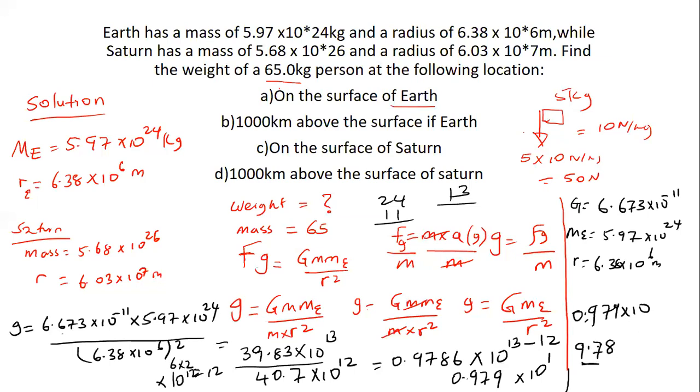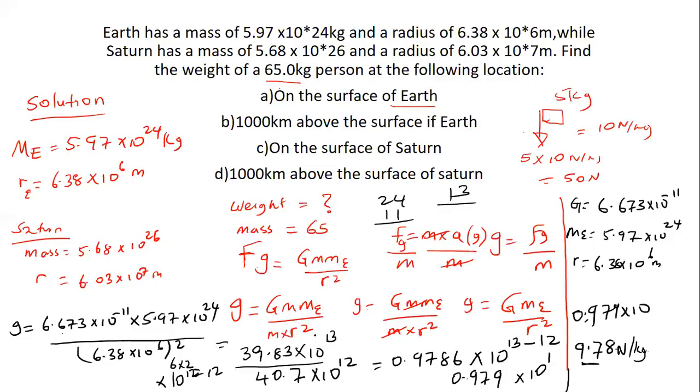For the Earth. What is the unit? You said 0.979 times 10 raised to power 1. The unit is kilogram. No, it should be Newton per kilogram. Is that understood? So now this is just to find out the gravitational field strength of the Earth.